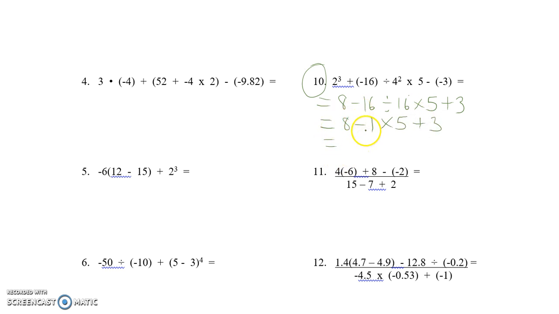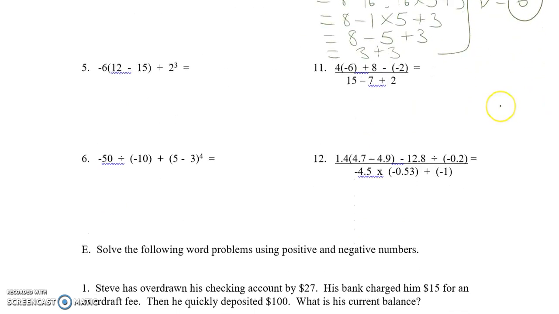I'm not going to do 8 minus 1. I'm going to write the 8 there. I'm going to do minus 1 times 5. I'm going to add 3 to that. Now I'm going to go left to right, addition and subtraction. So 8 minus 5 is 3. And I've got 3 plus 3. And I've run out of room again, but that is equal to 6. Okay, so you've got to take it step by step and just go through.